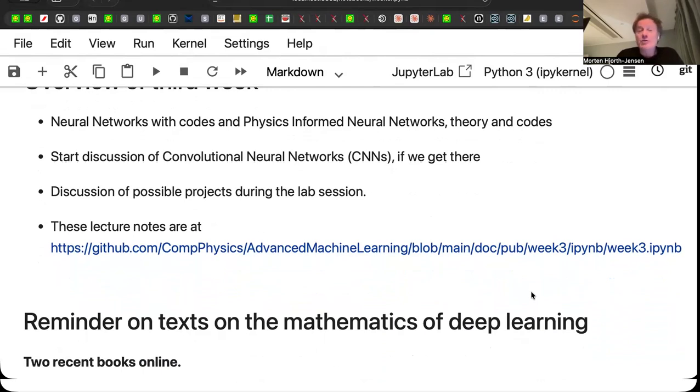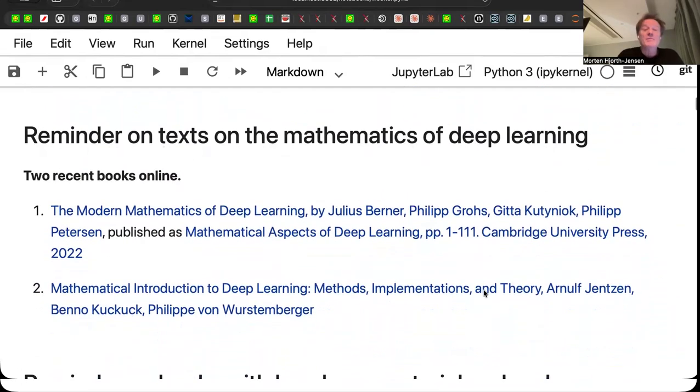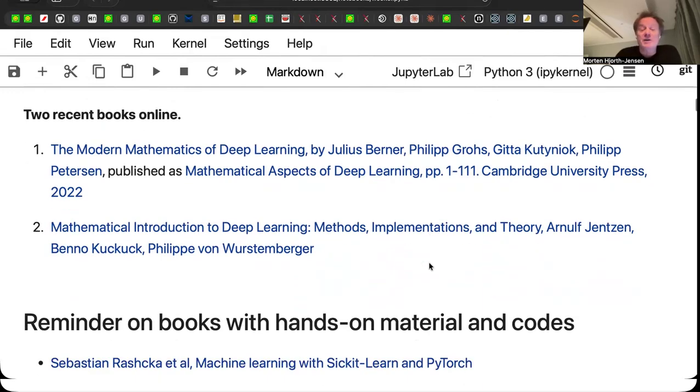Now, just a quick reminder of some literature which can be relevant. One is about the mathematics of deep learning, and there are 2 textbooks which are freely available. One is a longer one, of some 500, 600 pages, and then there's one of 100 pages here, which also gives a pretty good insight into the mathematics of deep learning.